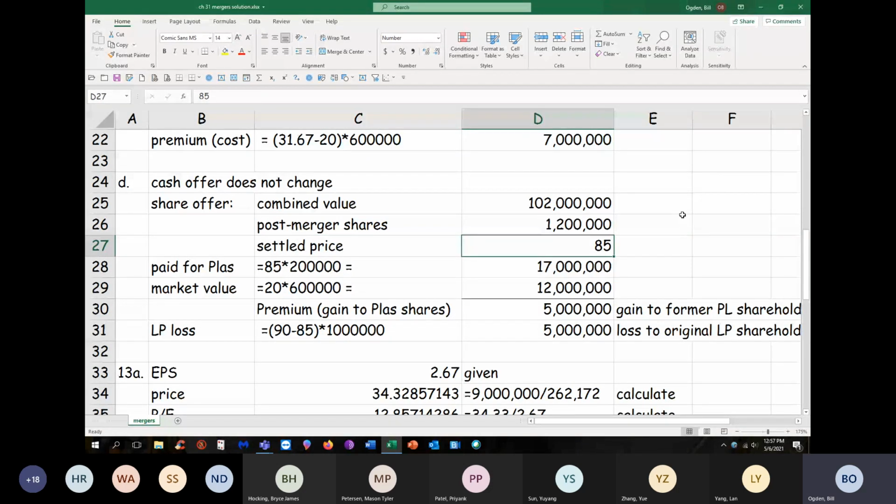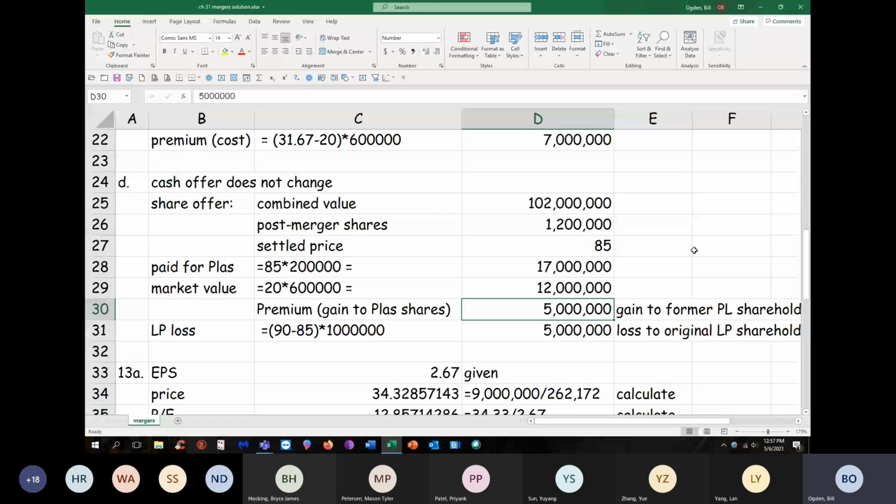Okay, so let's do the PLAS shareholders wealth effects, former, I should say, former PLAS shareholders. They are now what? They are now LP shareholders. So the former shareholders received $85 per share for their 200,000 shares, or 17 million. They gave up 600,000 shares. That would be worth $20 a share, or that would be 12 million. So that would be a gain of $5 million.